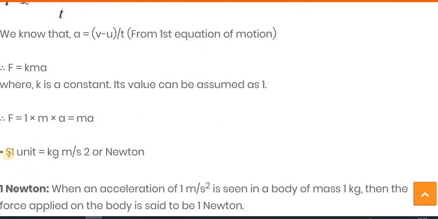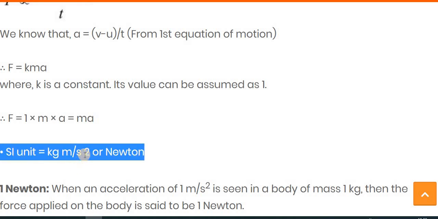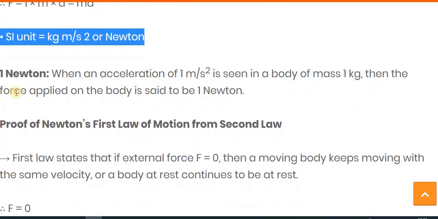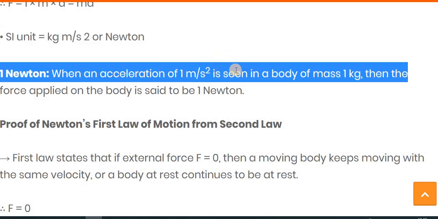For that, the SI unit is kg into meter per second square, or you can also write Newton. 1 Newton means when an acceleration of 1 meter per second square is produced in a body of mass 1 kg, then we can say that the applied force on the body is 1 Newton.